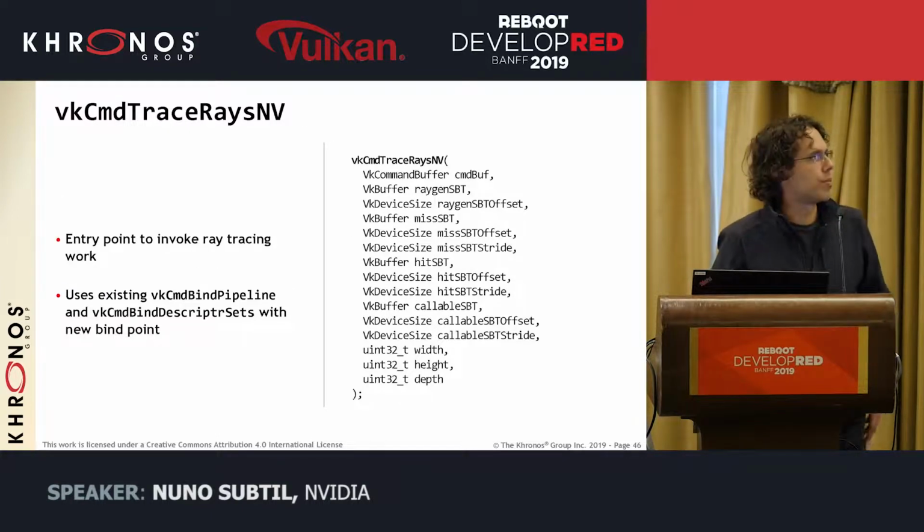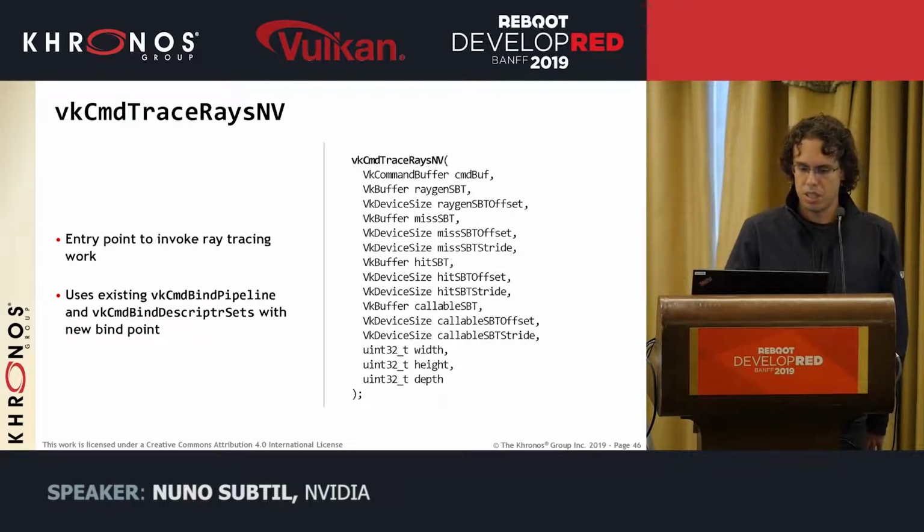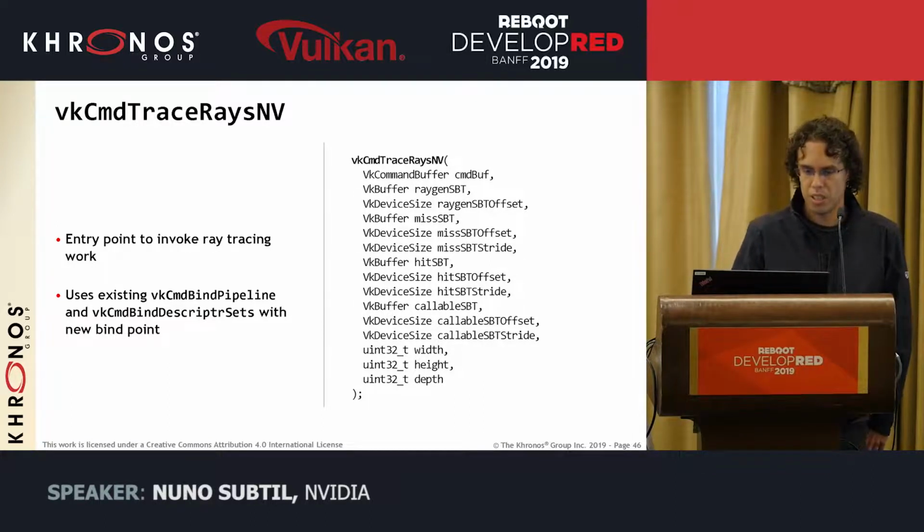And finally, we have the TraceRays call. This is what triggers ray tracing work. Regular command buffer commands can be invoked in both graphics and compute, and it reuses the existing bind pipeline functionality. So there's a new bind point for ray tracing PSOs, which you can use for both bind pipeline and bind descriptor sets, and TraceRays makes use of that.